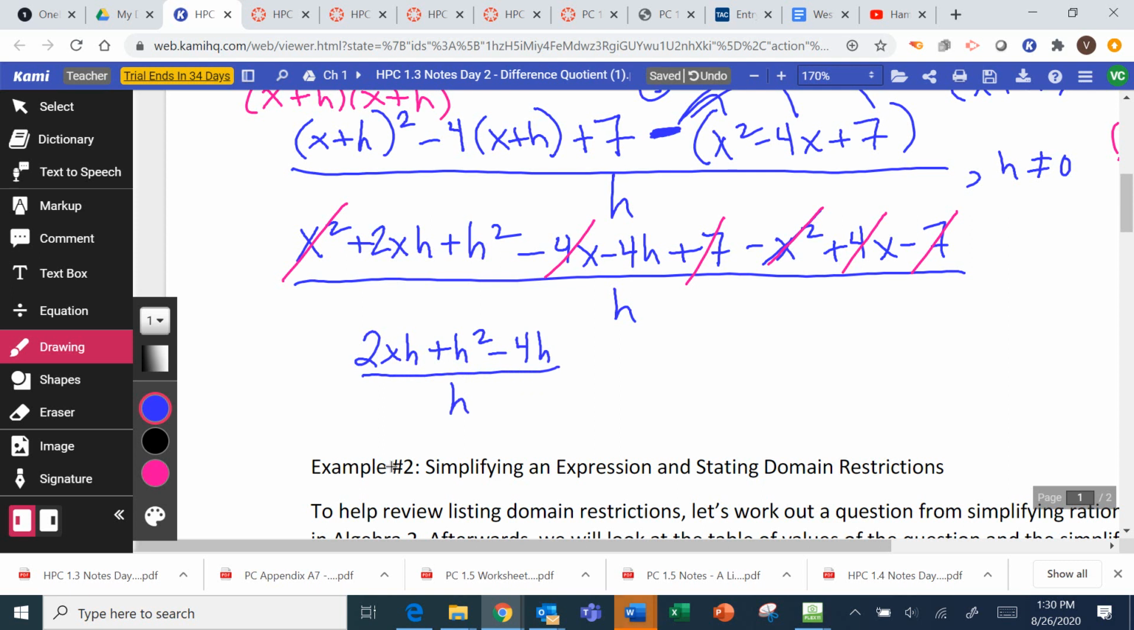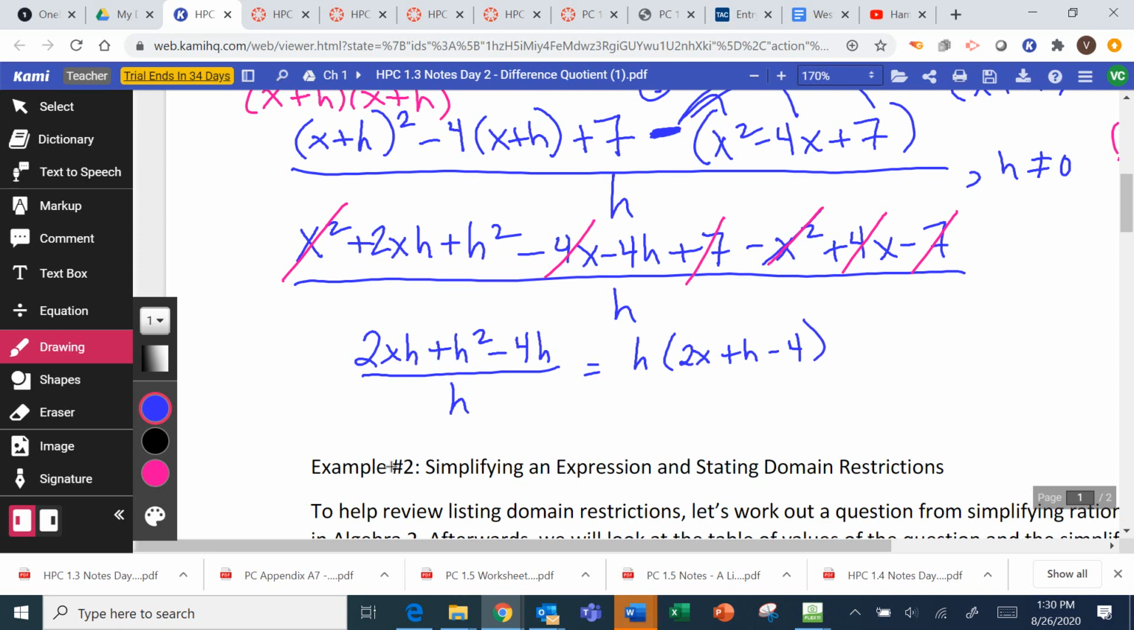Is that all I can do to simplify it, or is there another step? Go farther? By using what? What, Lainey? So when you say pull out, you mean factor out? Yes, you can factor out that h. So I'm going to factor that h out. We get 2x plus h minus 4.